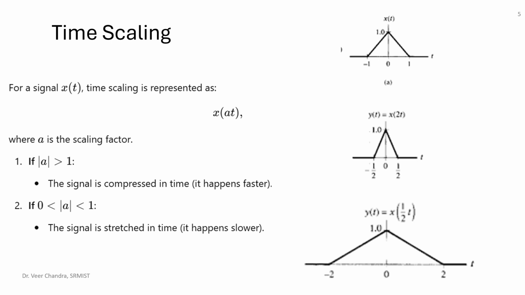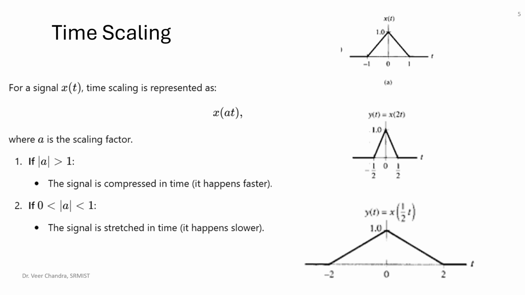So now t is replaced by 2t, that is why the intercept is getting half. Similarly, if the scaling factor lies in between 0 to 1, in that case the signal will be stretched in time. Here, as you can observe in the third graph, if y(t) is x of half of t, in that case our signal will be stretched, and the intercepts on the x-axis will be 2 and minus 2 instead of 1 and minus 1.